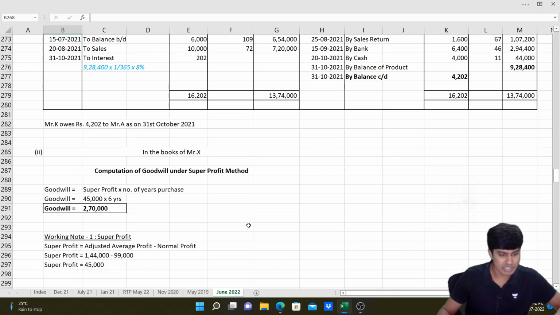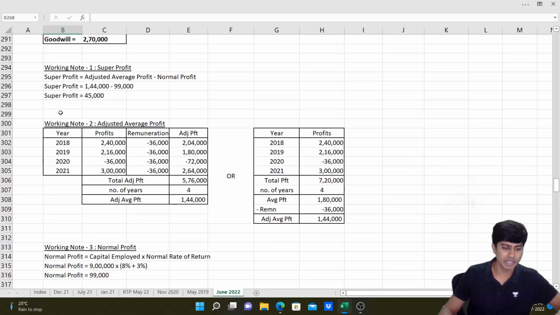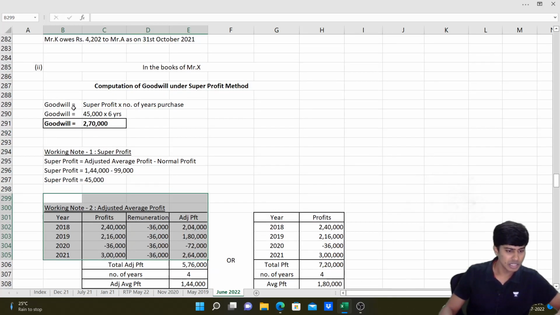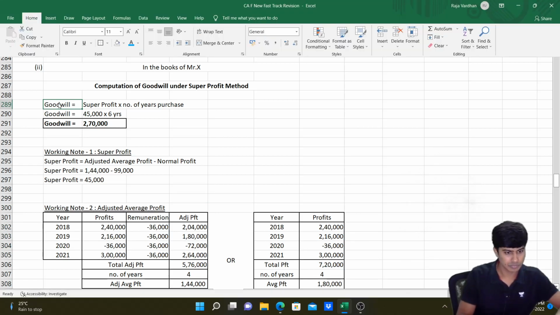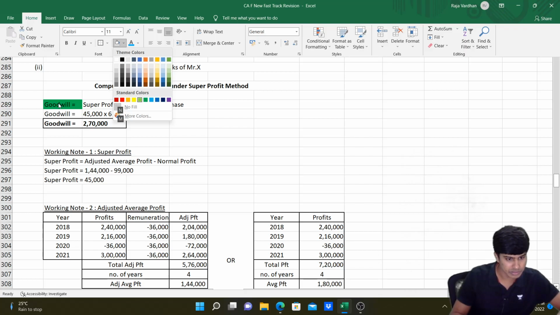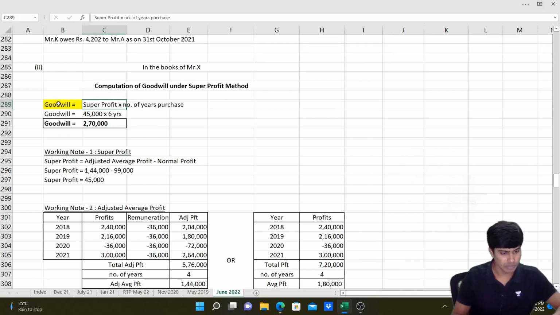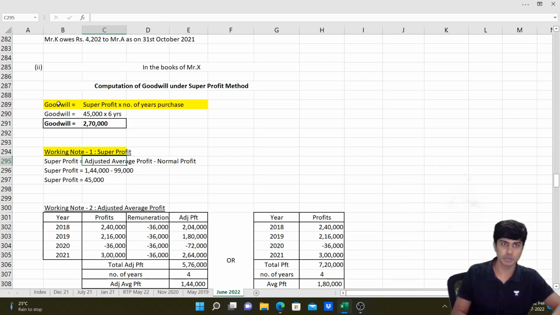So let's start with this. First I'll identify my adjusted average profit, because in order to find goodwill, I'll tell you how it works. I need to find goodwill, which is super profit multiplied by number of years purchase. But we don't know super profit. Then I'll write working note number 1 for super profit. Super profit is adjusted average profit minus normal profit. Then I don't know adjusted average profit. That will bring me to working note number 2.